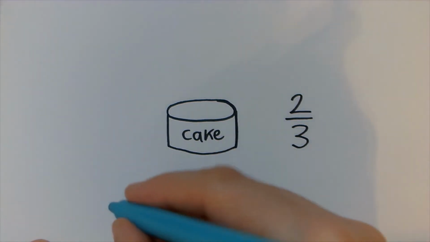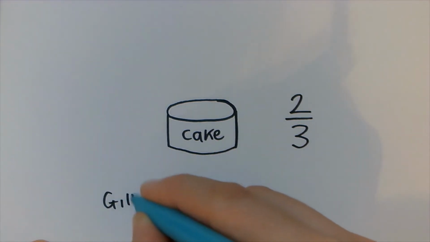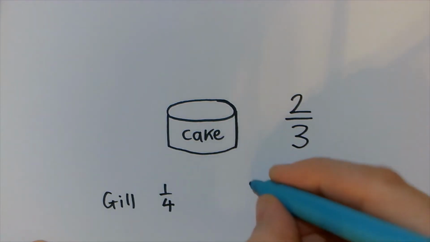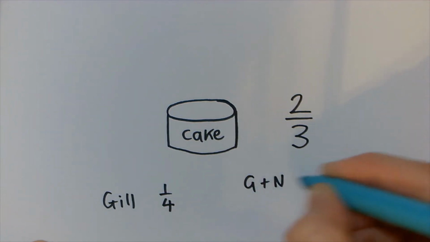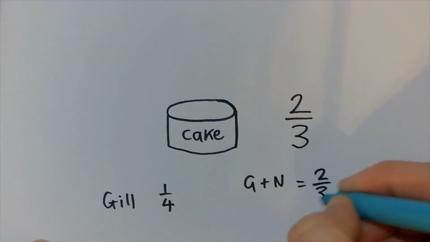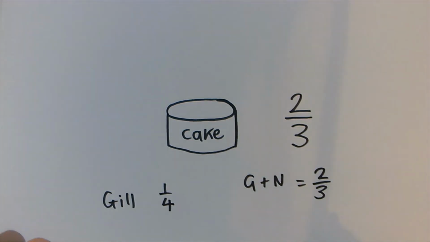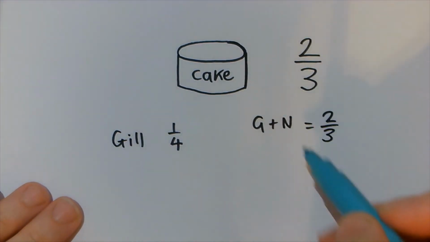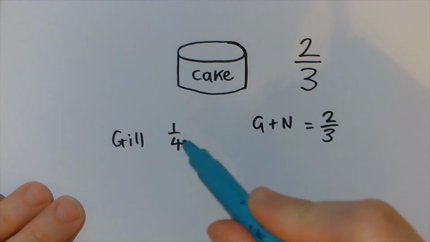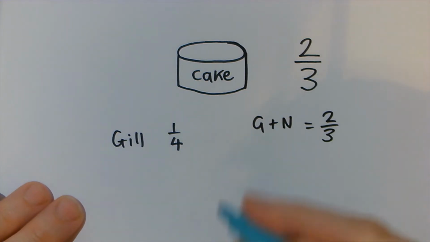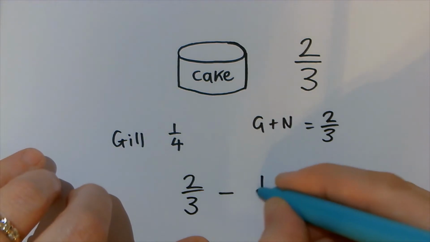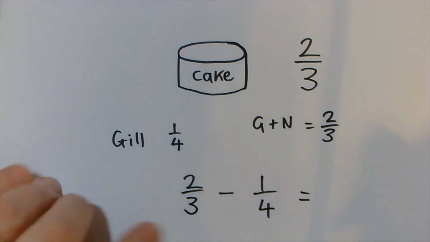Okay, so we have got Jill, who has had 1/4 of all of the cake, and Jill plus Nancy is equal to 2/3 of the cake. So actually what we could just do is some taking away. 2/3 of the cake, take away 1/4 of the cake will give us that. So 2/3 of the cake, take away 1/4 of the cake will give me my answer.